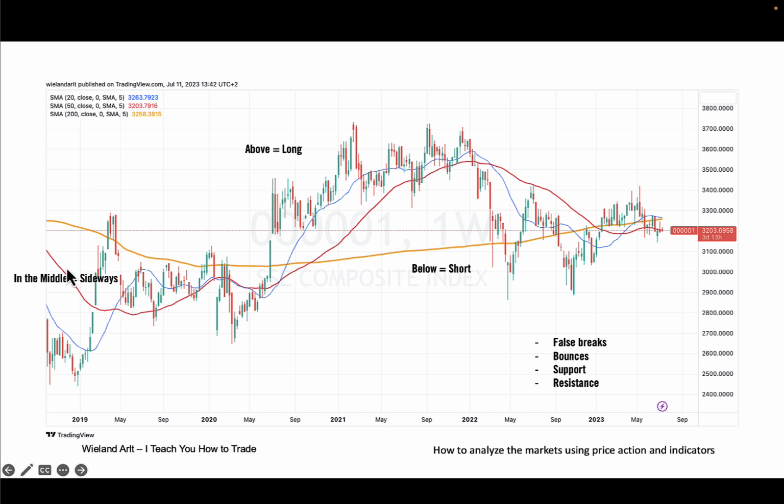It's a simple moving average 50, which is a little bit more far away from the price action. And we have the simple moving average 200, which is, well, most of the time more or less in a horizontal line, not really steep, not really moving so fast, because we're talking about 200 weeks in this case, or 200 days if you go for a daily chart.